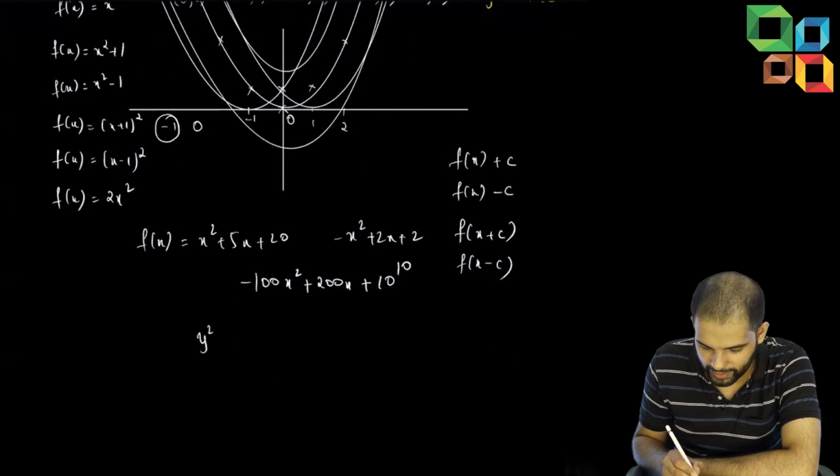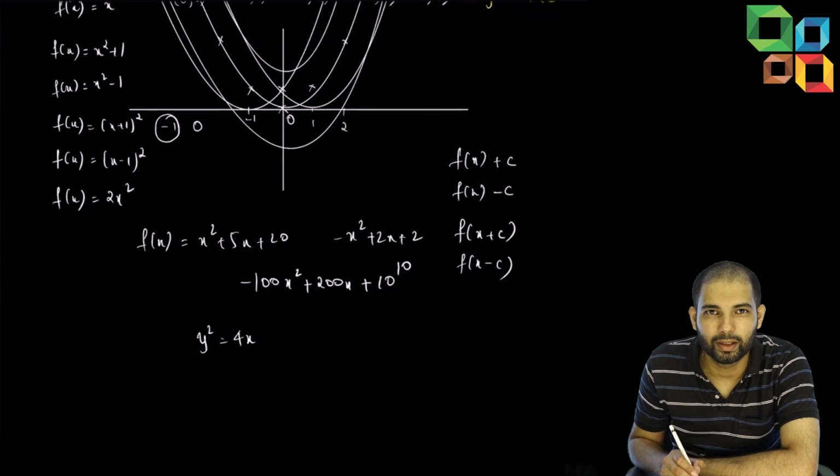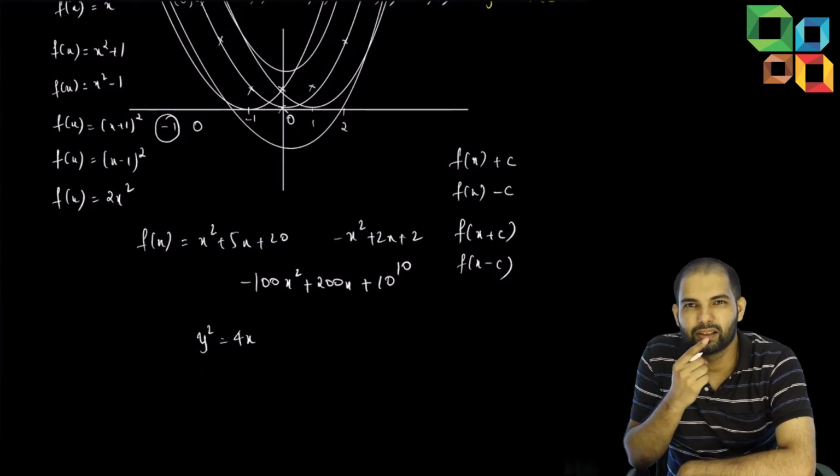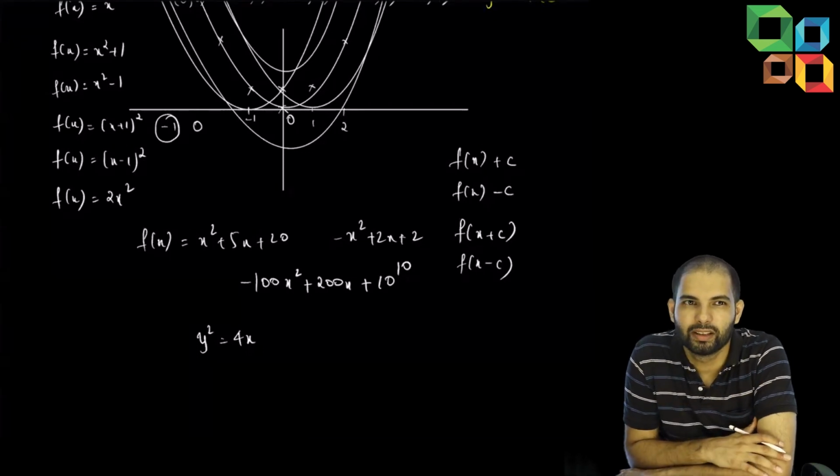So suppose I have, say, y square is equal to 4x. What about this? Now I don't have a quadratic in x, right? I have quadratic in y. Is this also a parabola? No. This is some other curve.